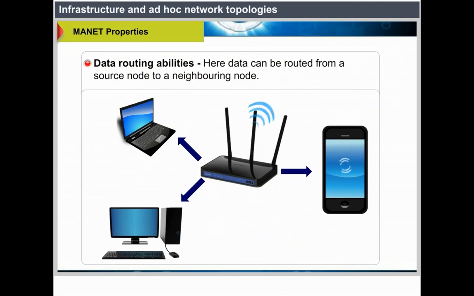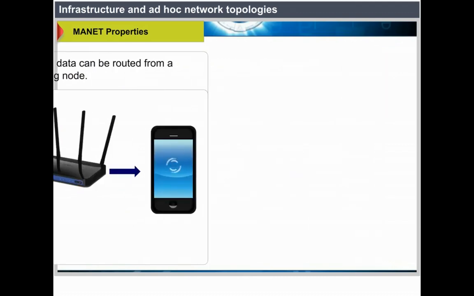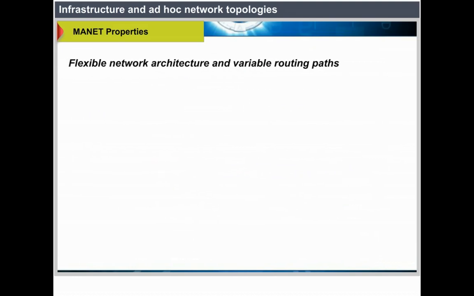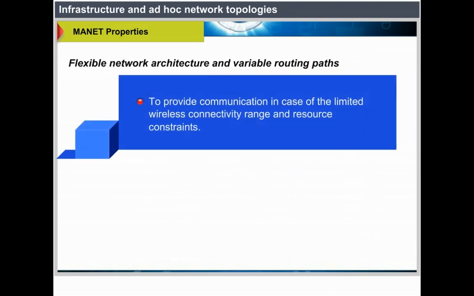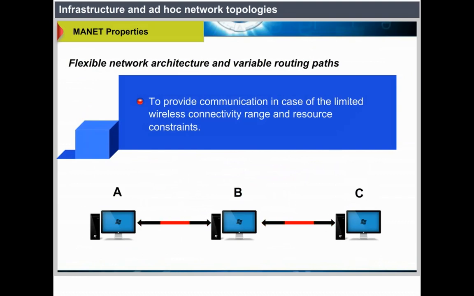Data routing abilities. Data can be routed from a source node to a neighboring node. Flexible network architecture and variable routing path to provide communication in case of the limited wireless connectivity range and resource constraints.